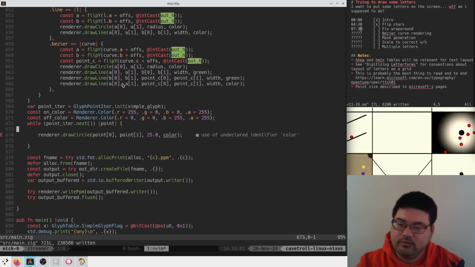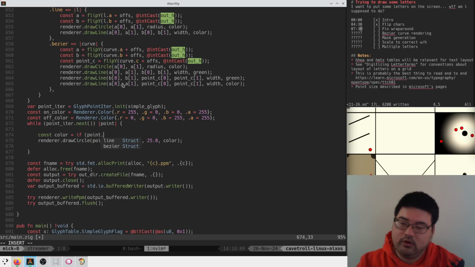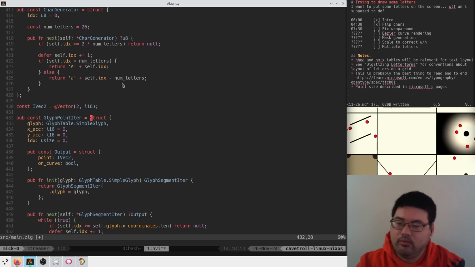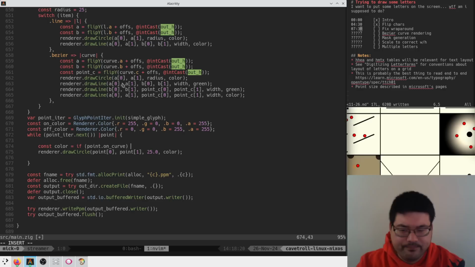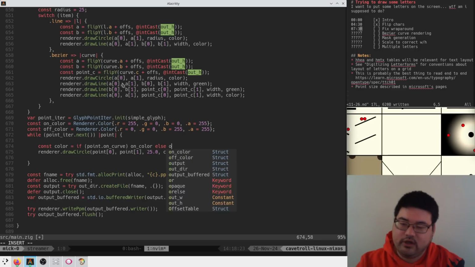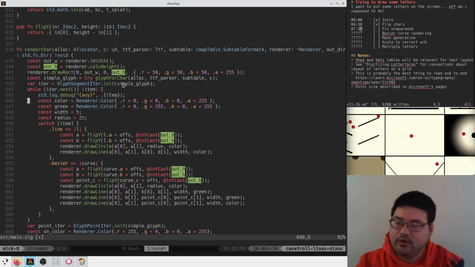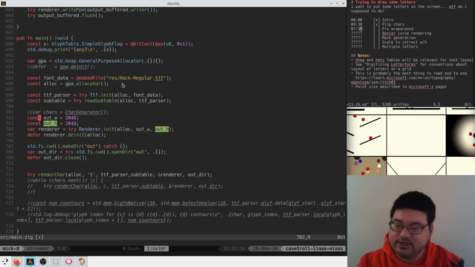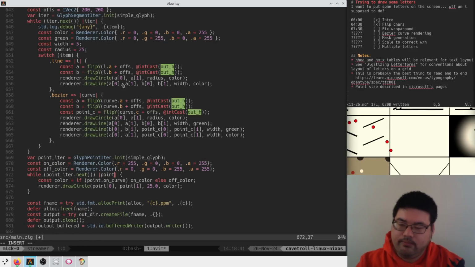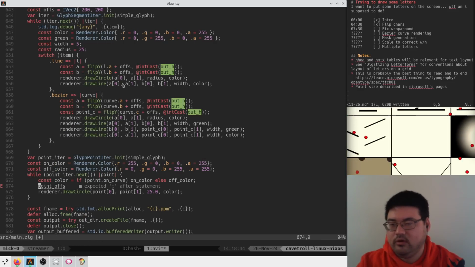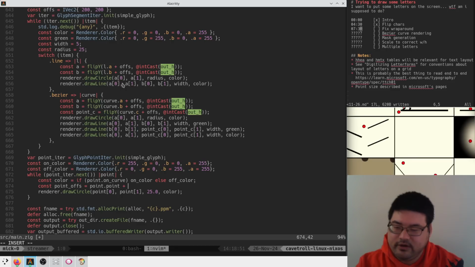So here we'll just say const color is equal to if point on, whoa. Why is it confused about the type here? Whatever. On curve. It's not auto-completing correctly, but I'm pretty sure this is right. We will say on color, else off color. And then here we probably need to apply the same offset for it to match up. So here we need to go point offs is equal to point plus offs or something.